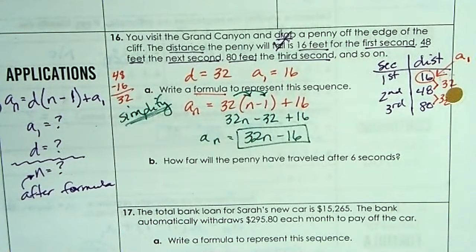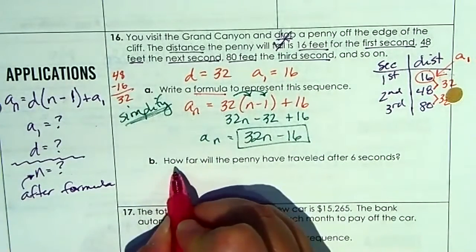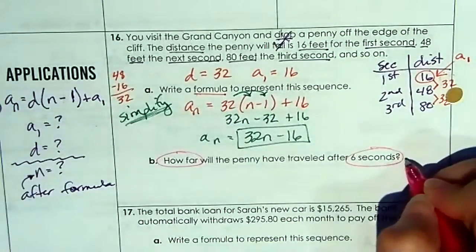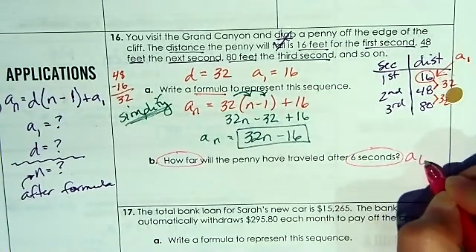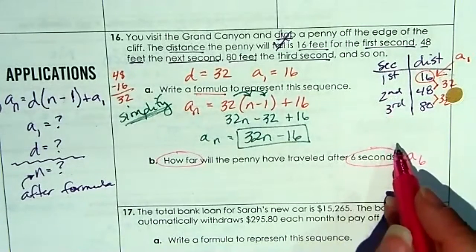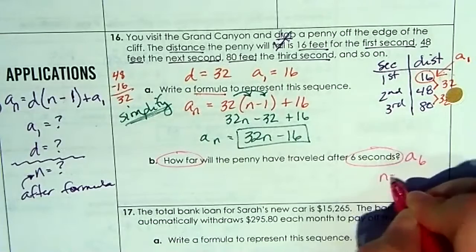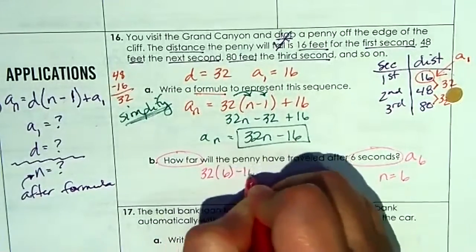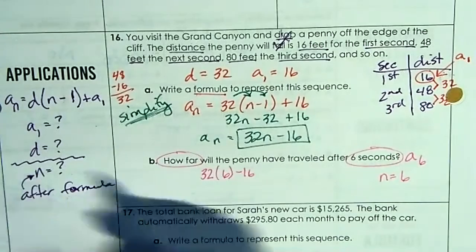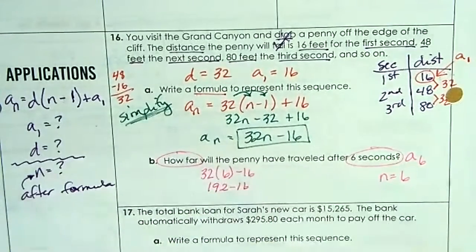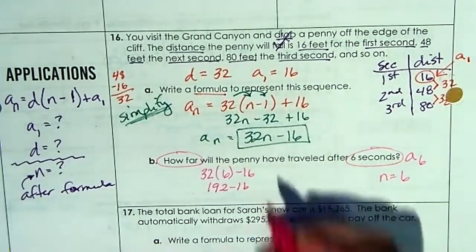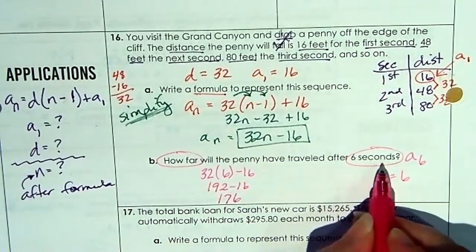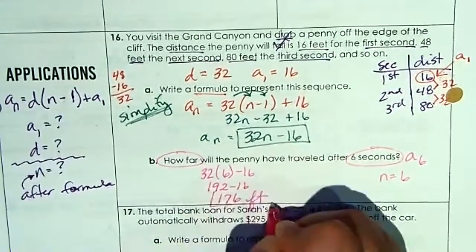Now I'm going to use this rule to figure out how far the penny will have traveled after 6 seconds. So I'm looking for a sub 6, because I'm looking for the 6th second. So I'll plug in 6 for n. I'm going to have 32 times 6 minus 16, which gives me 192 minus 16, which is 176. So how far will the penny have traveled after 6 seconds? 176 feet.